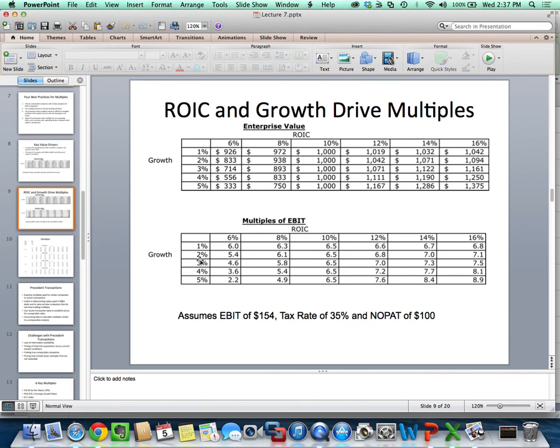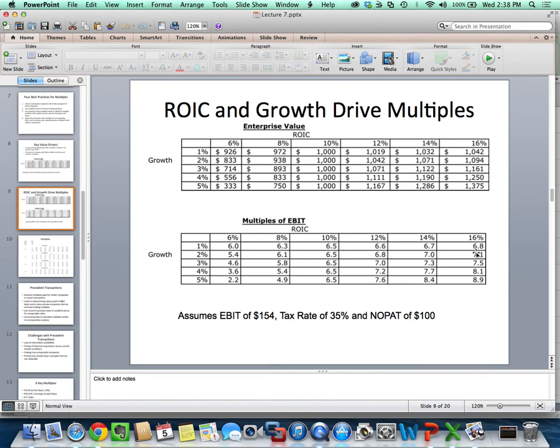What if my peer is trading at 7 times instead of 6.5? Can you tell me what growth and return combination gets me to a multiple of 7? So where do I see 7 on this table? Well, I see it at 12 and 3. Where else do I see a 7? 14 and 2. Where else could I see a 7? 16 and 1 point something.